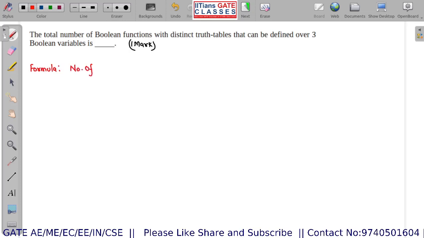Number of functions using n variables. N variables, how many are they? They are 2 to the power n. So here if I apply the formula, that will be 2 to the power 2 to the power 3, or this will be 2 to the power 8, or this is 256.